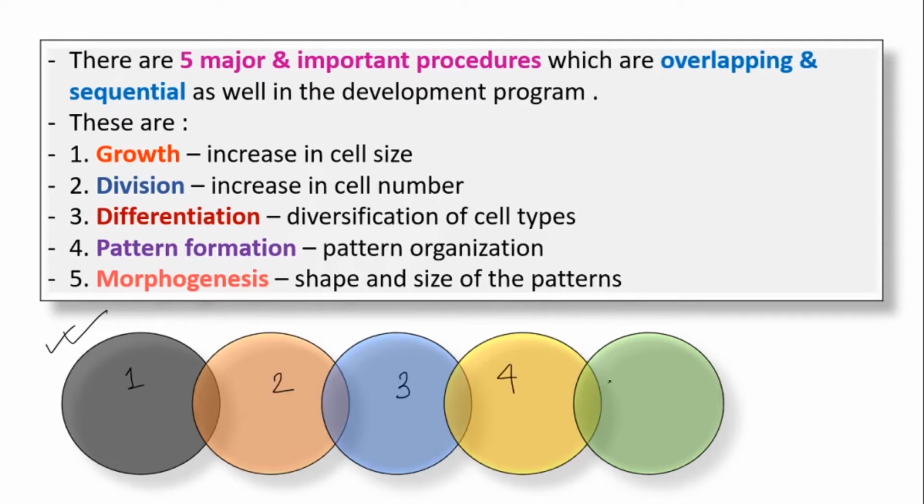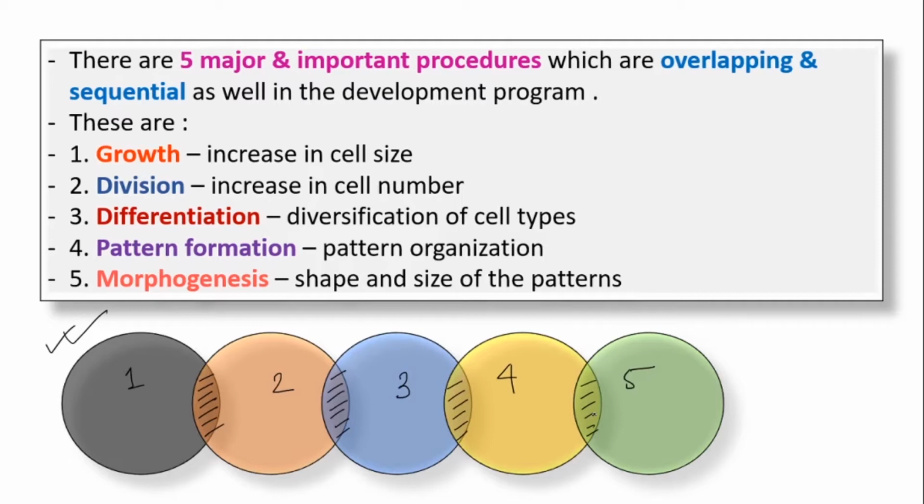Overlapping and sequential means, if we look at this figure, there are 5 circles: first, second, third, fourth and fifth. This portion is overlapping between the first and second circle. This portion is again overlapping between the second and third. So some portions are overlapping among these circles. The developmental procedure contains these basic overlapping and sequential procedures: growth, division, differentiation, pattern formation and morphogenesis.